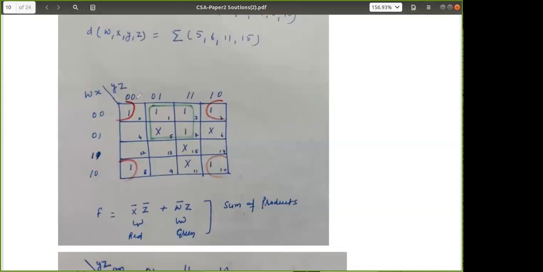The Z value is 0 here, and here it is also 0. So we write Z's complement. For this red part, the expression is X bar Z bar, and then we write the plus. After that, we solve the green part.